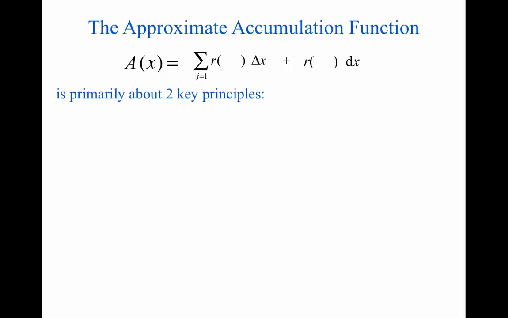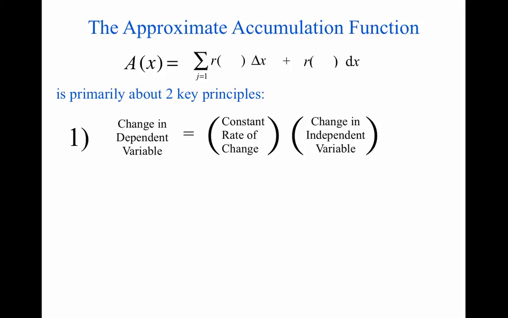This is primarily about two key principles that we've been hammering for the last month. We've been working so hard on these. The first principle is that the change in the dependent variable is a constant rate times the change in the independent variable. Otherwise known as what? You all should know how we have expressed this. dy equals m dx. Where does this show up in our accumulation function A? In the second part. Does it show up in the first part? Yes, it shows up everywhere.